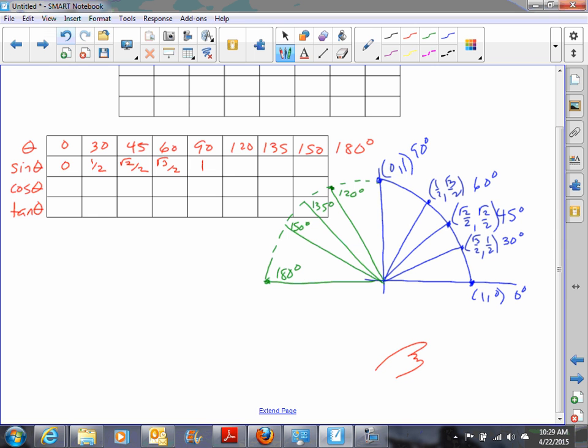Now, notice this point right here, the 120-degree angle, this point is the same as this point, except the x number would be negative. So in other words, this point would be negative 1/2, comma square root of 3 over 2. So the sine of 120 degrees would be square root 3 over 2.